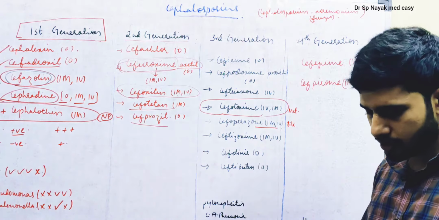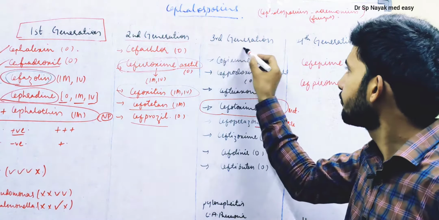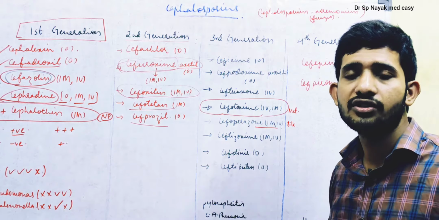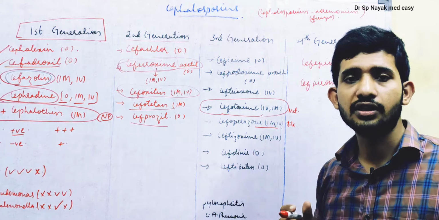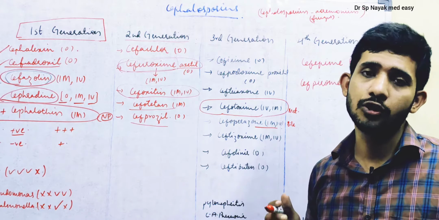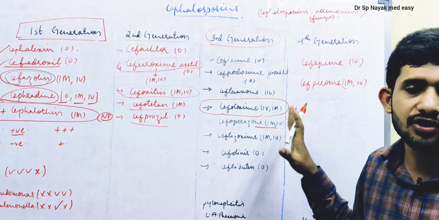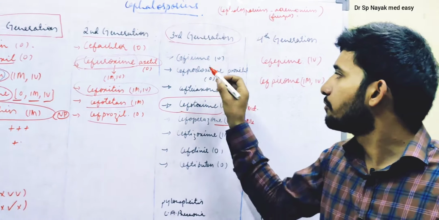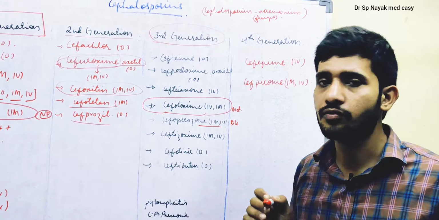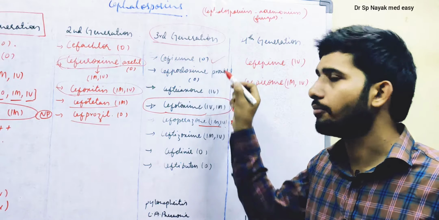Now let's discuss the third generation cephalosporins. Third generation cephalosporins are very important drugs which are commonly used in hospitals, and we have to concentrate especially on these classifications. So the first drug from this third generation cephalosporin is cefixime.